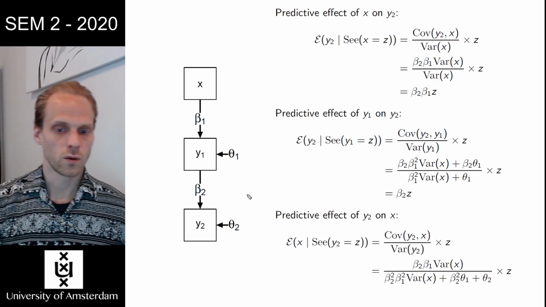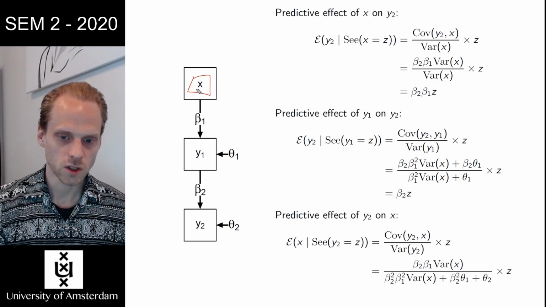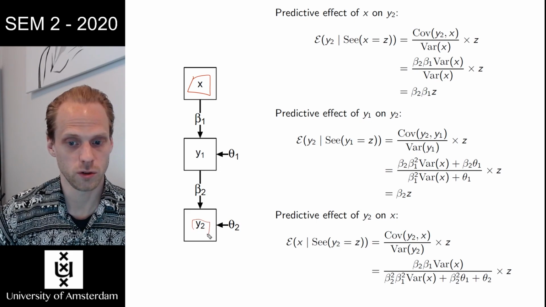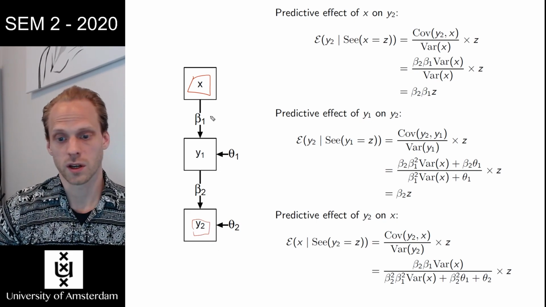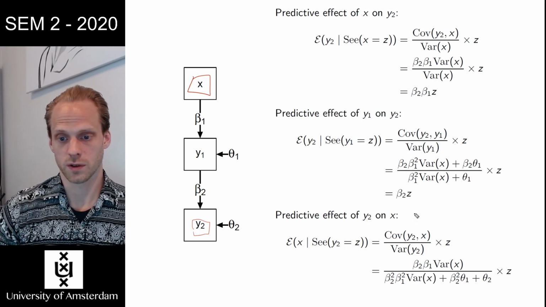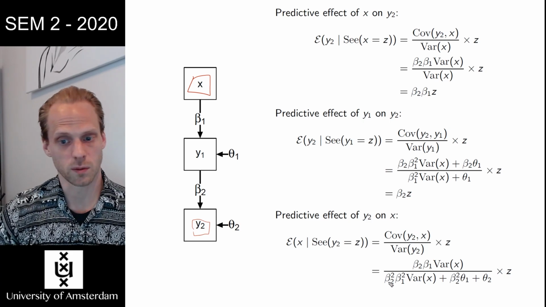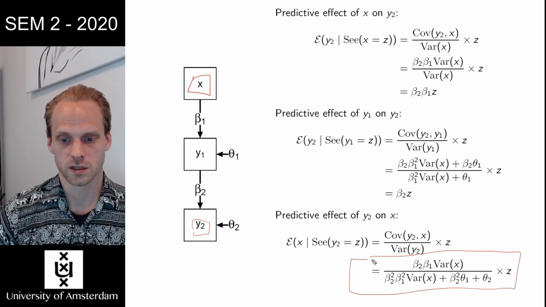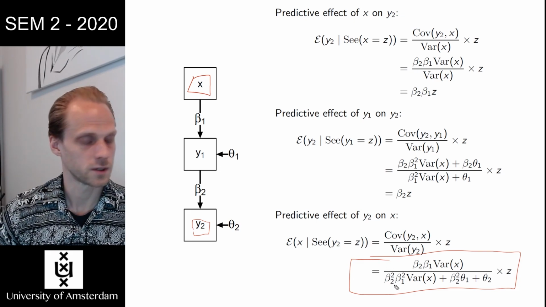Now the predictive effect of y2 on x. So what's the predictive effect of knowing y2 on x? Right, and then we can do the same thing, right? So we can compute the covariance, compute the variance, and then that becomes a bit more tricky. So we get this expression here. I don't think this can be simplified any further, so that's just what it is.